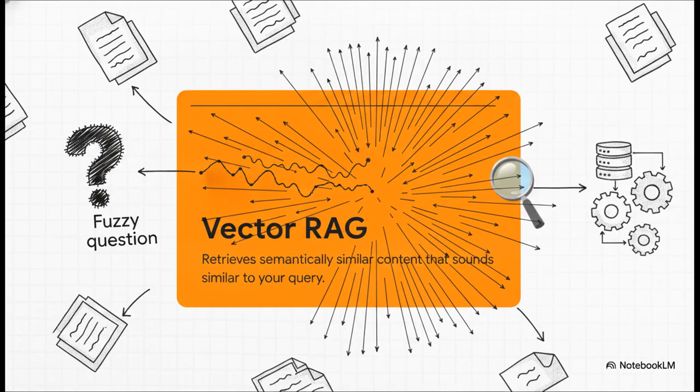What's it actually good for? Well, vector RAG finds semantically similar content. At its core, it retrieves things that just sound similar to your query. It is an absolute workhorse for low-cost, low-latency semantic discovery. If you have a fuzzy question, or you just need to find a specific chunk of text across thousands of documents, vector RAG is going to be your fast, reliable go-to.